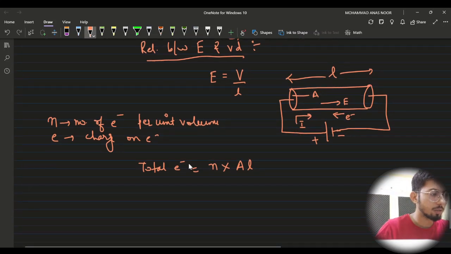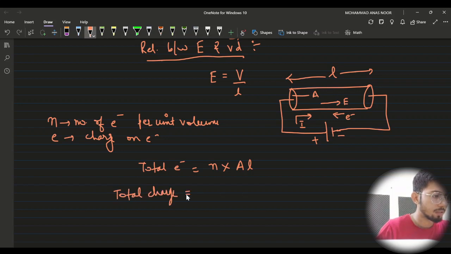This is the total number of electrons. Now, if we have this total number of electrons, can we find the total charge? Since each electron has a charge e, these number of electrons would have a charge e multiplied by nAL. This is the total charge. Let's call it Q.